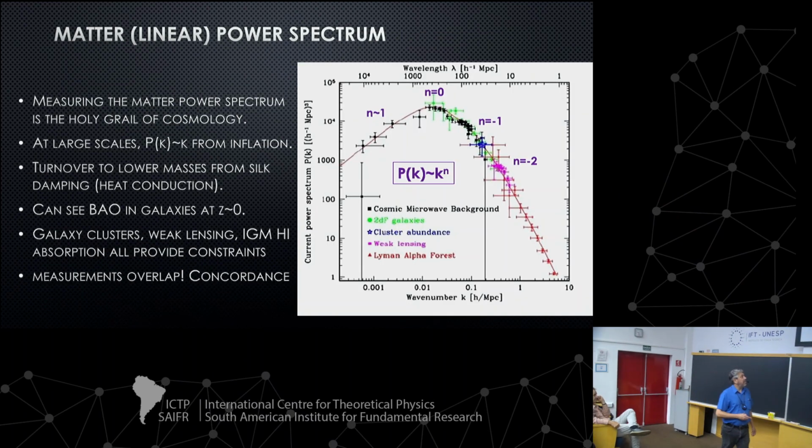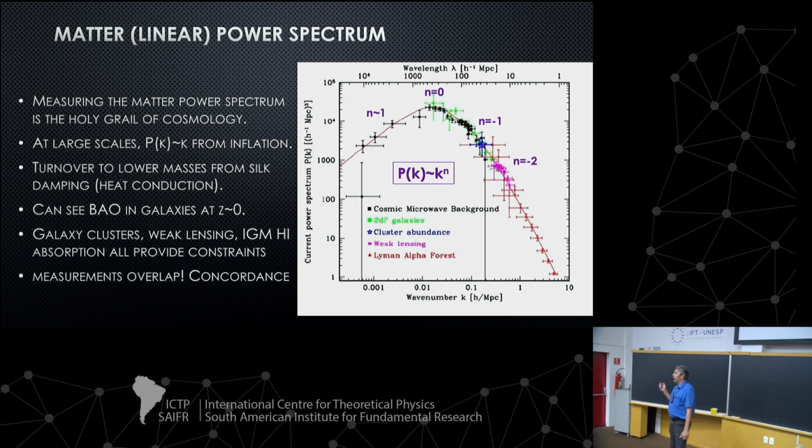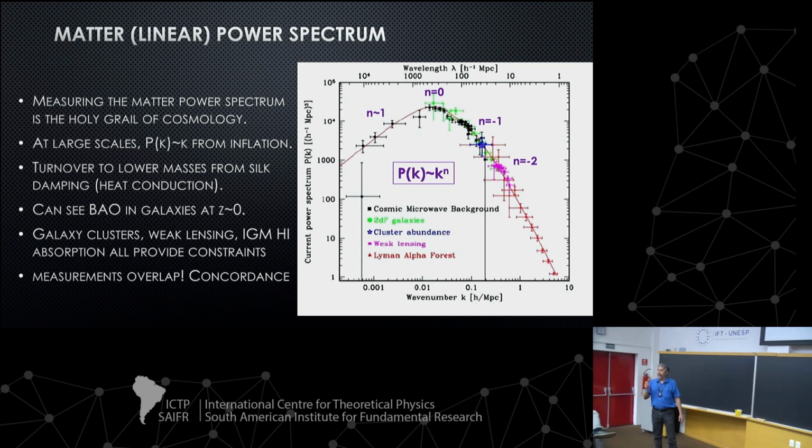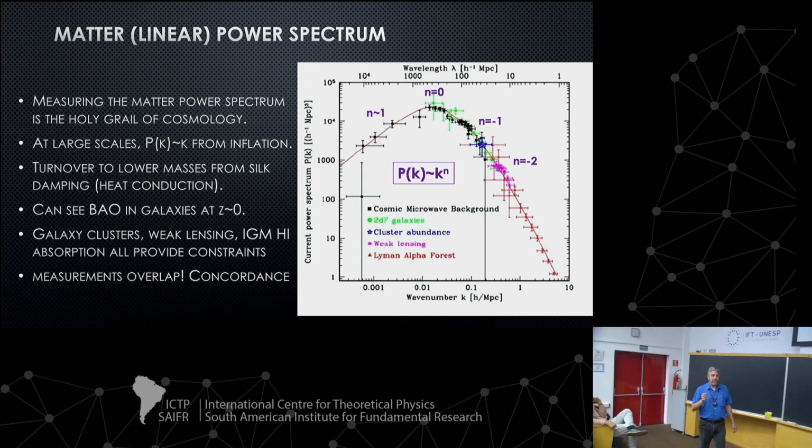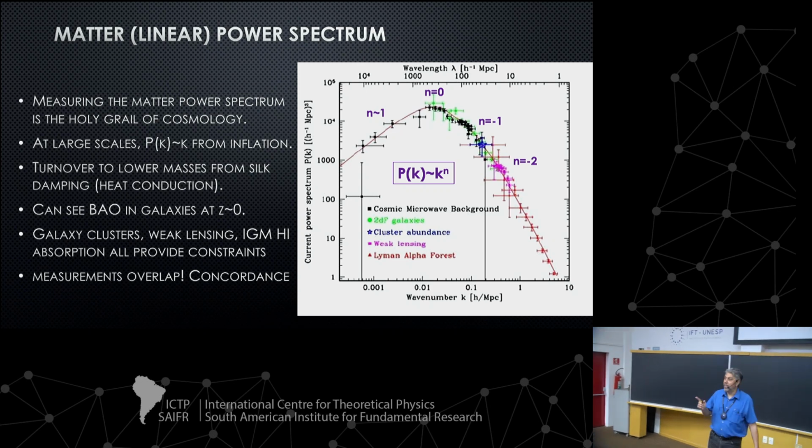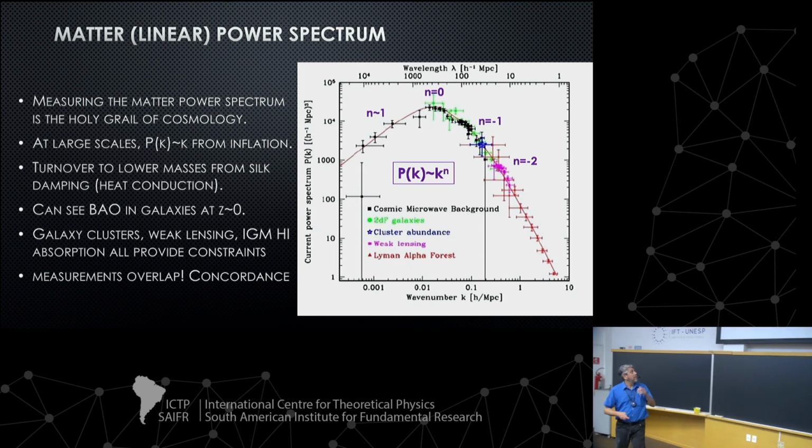Okay, so that's where this all comes from. The key thing is that this baryon acoustic oscillation tells you the omega baryon to omega matter ratio. That number is 0.16. Remember that number, it's going to be very important, okay?